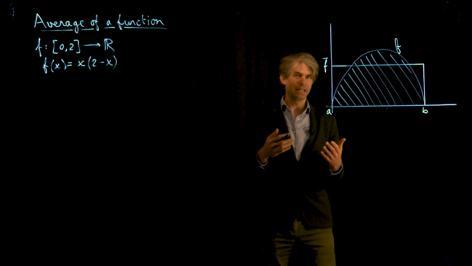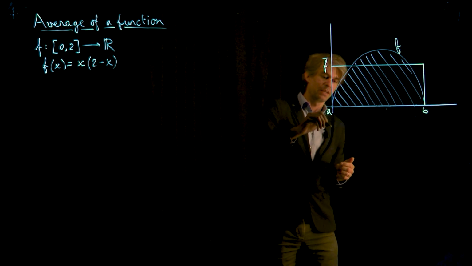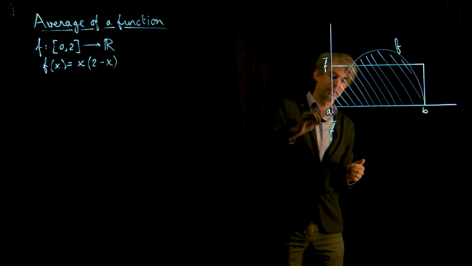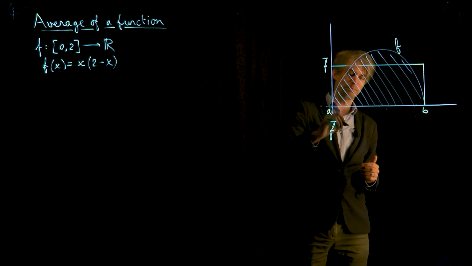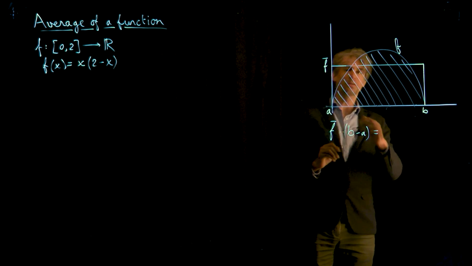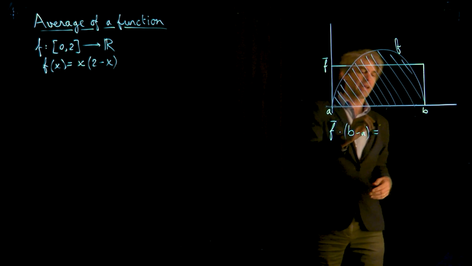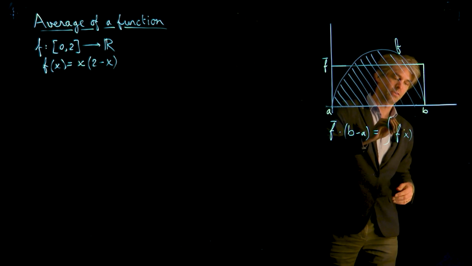So what would that mean? If so, the average of f, which I denote with a little bar on top, times the width, now the width of the interval here might be just b minus a, should be equal to the area under the graph, which is the integral over f.